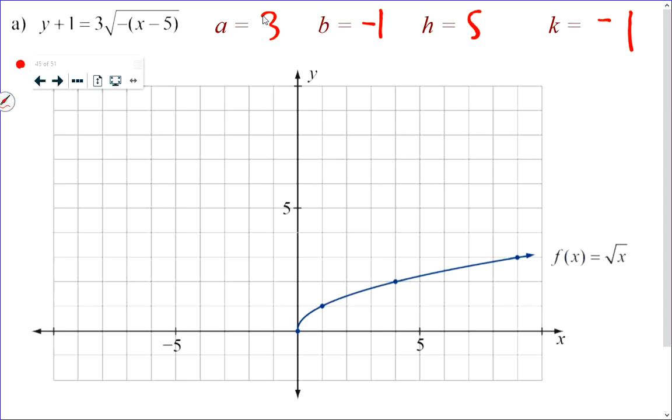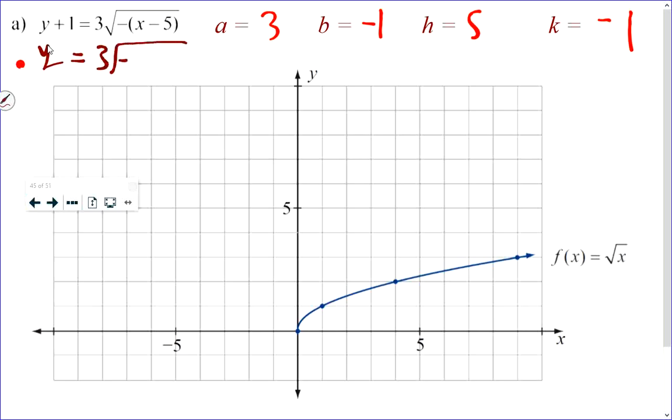I hope we're okay with those numbers. That a is 3, b is -1, h is +5, and k is -1. I don't have to, but if I want to, I can rewrite this as y equals 3 root -1 x minus 5, and then -1 to see the values of a, b, h, and k. But does anybody have any questions about getting those numbers? Are we okay there?